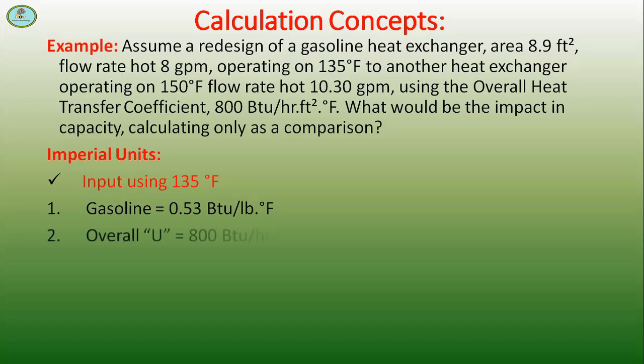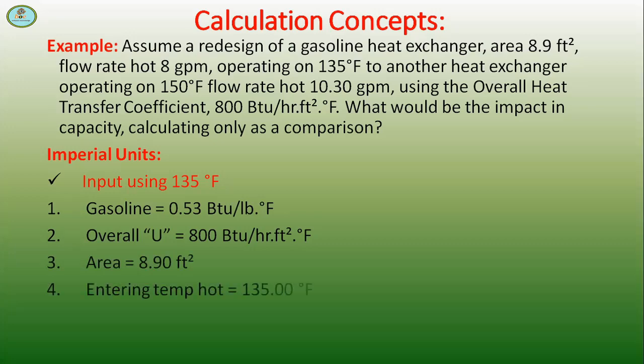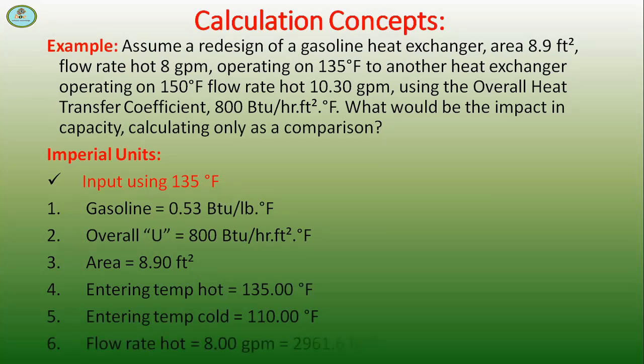Overall heat coefficient is 800 BTU per hour feet square degree Fahrenheit. Area is 8.90 feet square. Entering temperature hot is 135 degree Fahrenheit. Entering temperature cold is 110 degree Fahrenheit. Flow rate hot is 8 GPM. So convert in lb per hour.